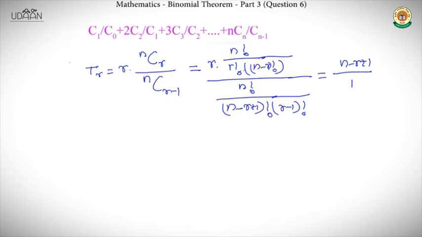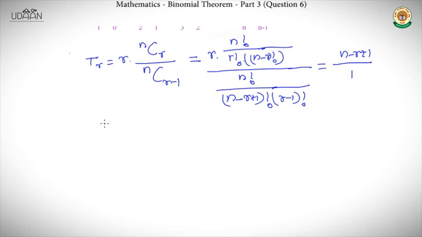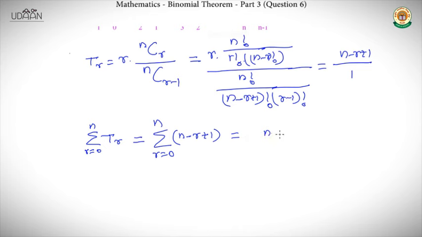Yes, and to find the value of the series, the value of the series is just summation of Tr, where r varies from r equals 0 to n. So this is equal to summation of, we got Tr is equal to n minus r plus 1. So summation of n minus r plus 1, r equals 0 to n. So this is equal to n plus 1, we'll separate these terms, okay. So the summation of n plus 1, and the summation of r, r equals 0 to n in both.